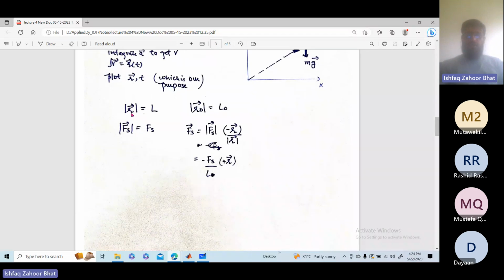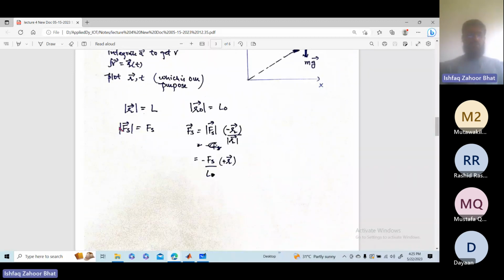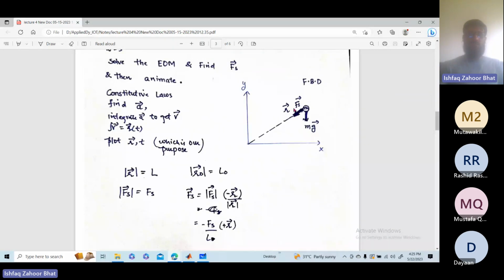I am writing mod of r, which represents the modulus value, the distance of this mass or the displacement of this mass from the origin, and it is equal to L. So mod of r is basically nothing but the square root of x component square plus y component square. Similarly, I am writing mod of r naught cap, that is the undisturbed length of the spring, that is L naught. Okay. And then I am writing mod of Fs, that is the spring force. Its modulus value is Fs. These are some notations which I have used.